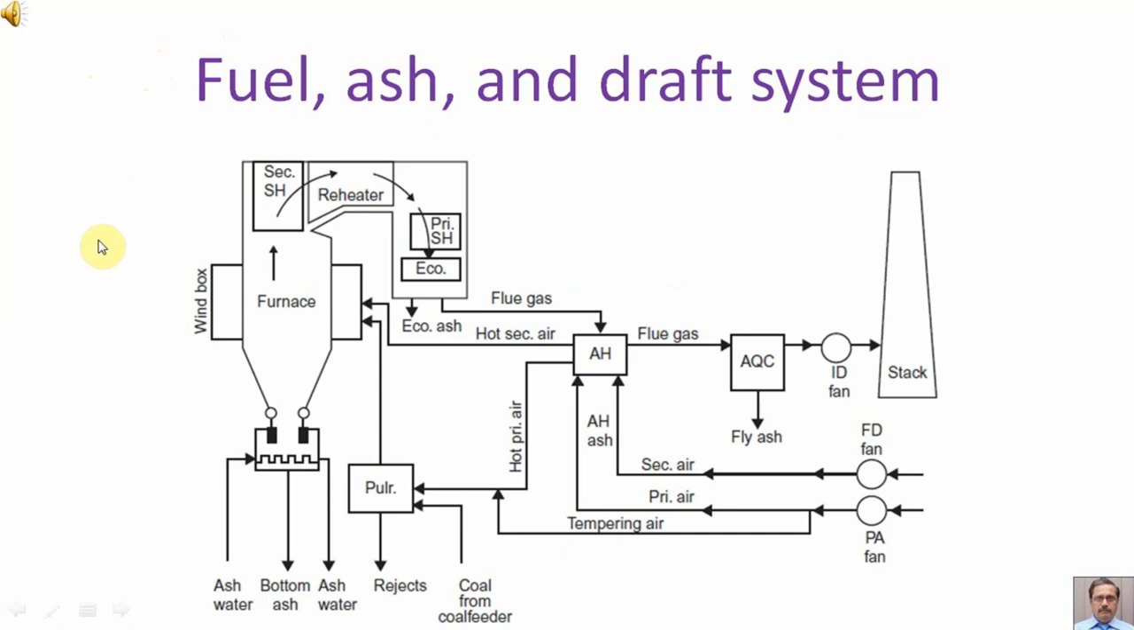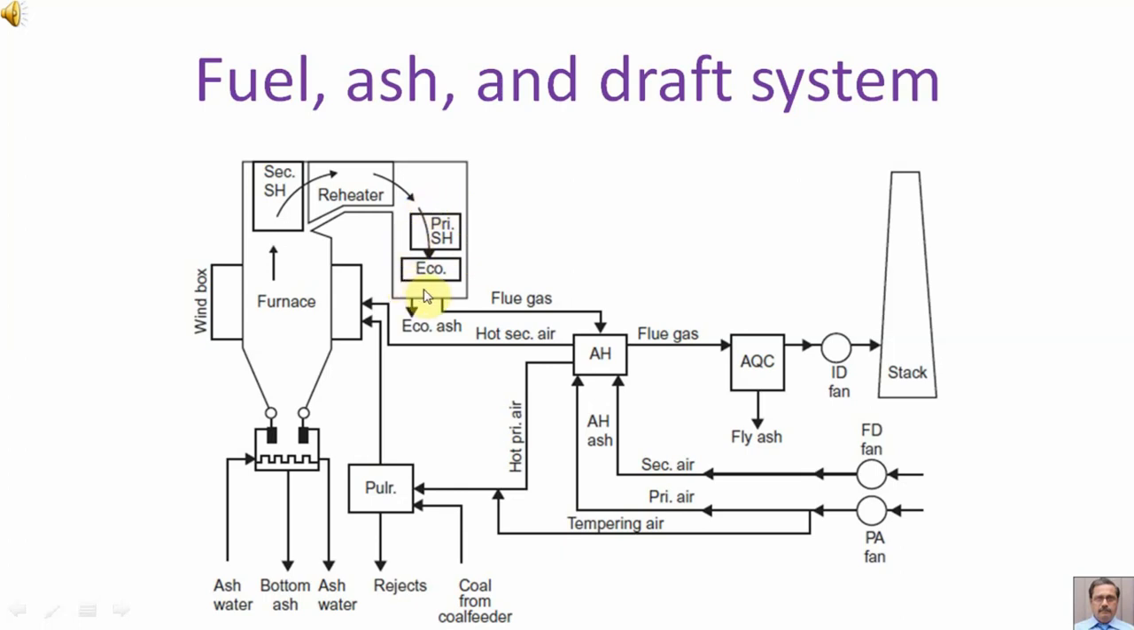In a boiler, heat transfer takes place from the furnace to the water. Inside the furnace, heat transfer is taking place with the help of radiation and conduction. Whereas in this portion of the boiler, the heat transfer is taking place with the help of convection.